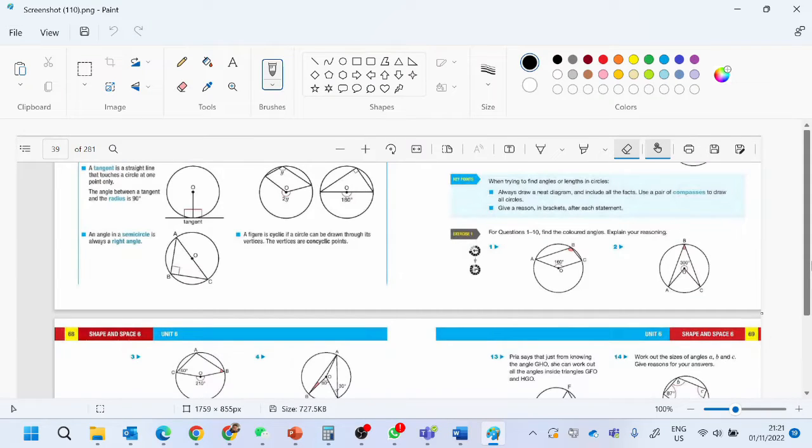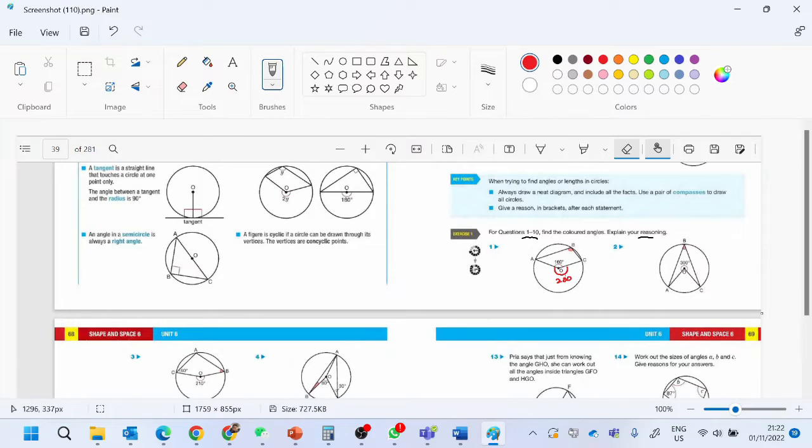Now some questions in which we can apply the circle theorems. The first question is: from questions 1 to 10, find the colored angles and explain your reason. So what is the colored angle here? We can just look here. If this one is 160, the opposite side should be 200, because angles all around are 360, so 360 minus 160 gives us 200.